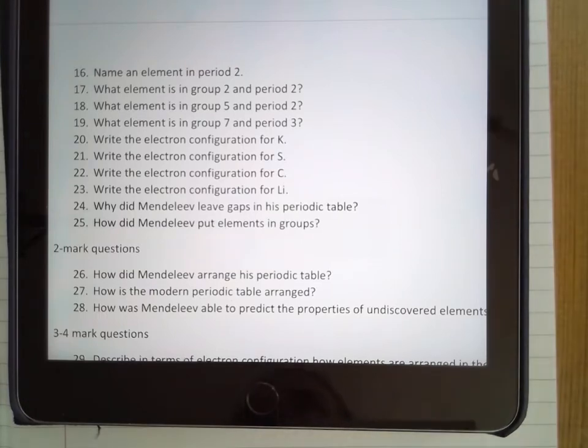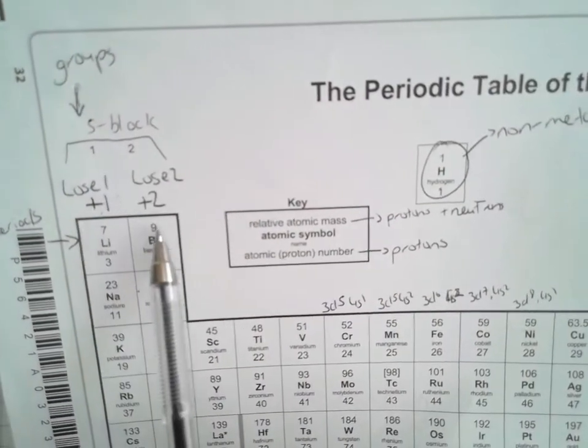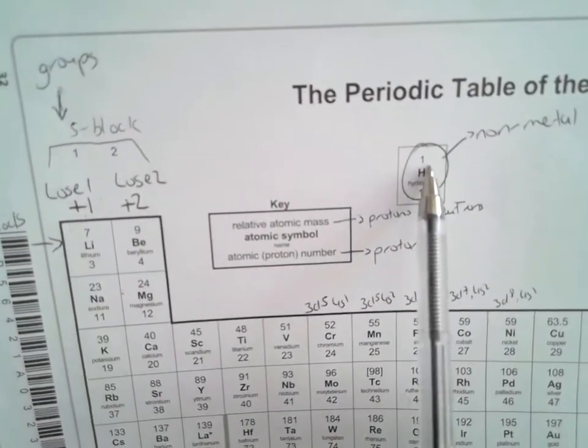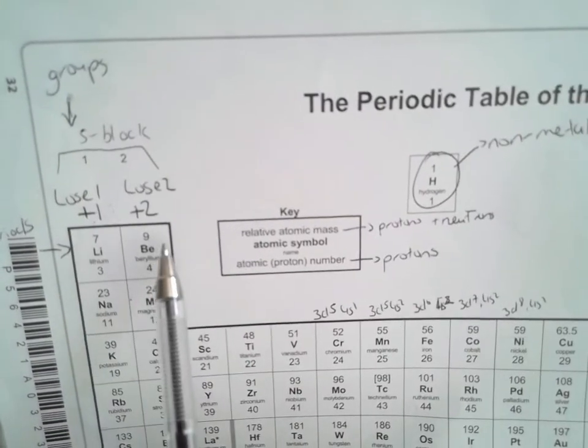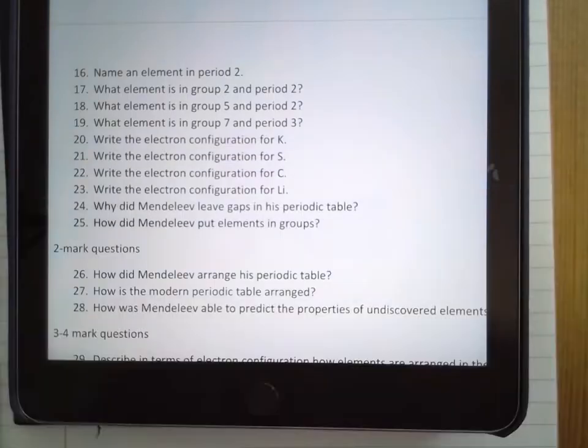Okay, so in 17, you're asked for an element in group 2, period 2. So I go to my periodic table and I move into group 2. And I know that period 1 starts with hydrogen, so period 2 is here. So my answer is going to be beryllium for group 2, period 2.